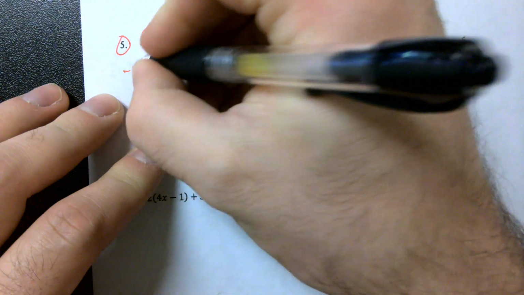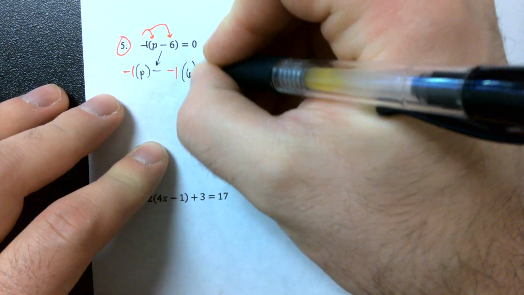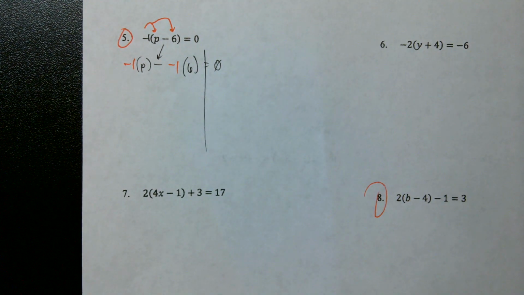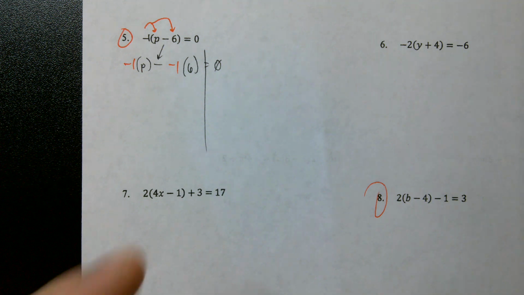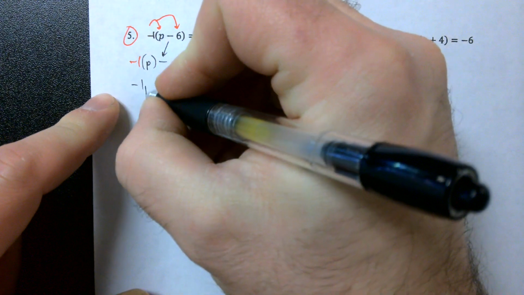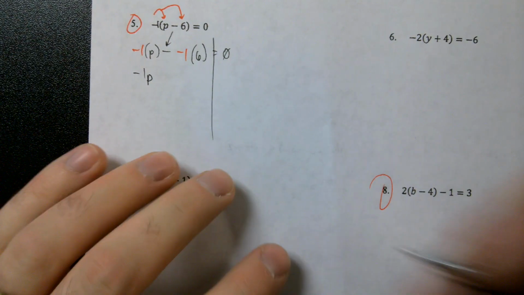So -1 times p minus -1 times 6. And again, whatever sign we've got inside the parentheses, we want to drop that down. Okay, when we're multiplying, it'll make our lives a lot easier, less confusing if we do that. -1 times p, that's just -1p. I'm going to keep the 1 in front here because of our last step.